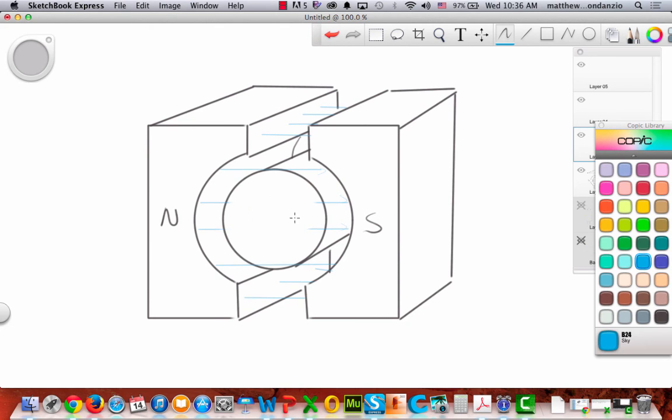Okay. So now I've got the B field here, right? I'm going that direction, okay? North to south, right? Now, here's the thing. This represents our motor, all right? But what I've also got is the centerpiece, right?